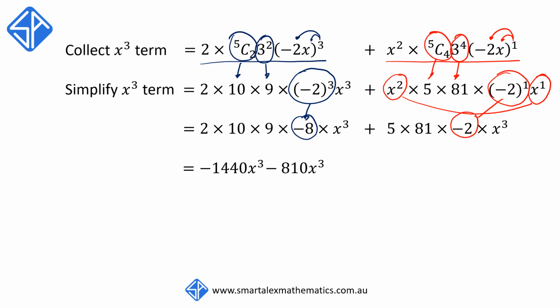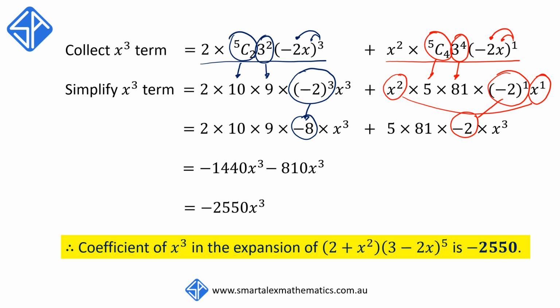Then adding these two terms together, our final answer is minus 2550 x cubed. And therefore, the coefficient of x cubed in the expansion of (2 plus x squared) times (3 minus 2x) all to the 5 is minus 2550.